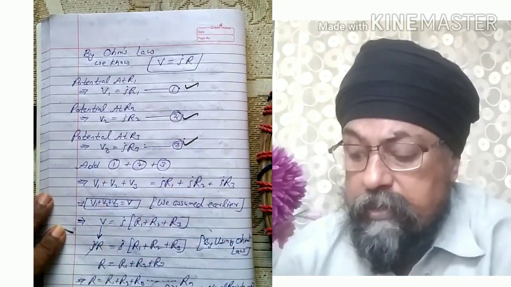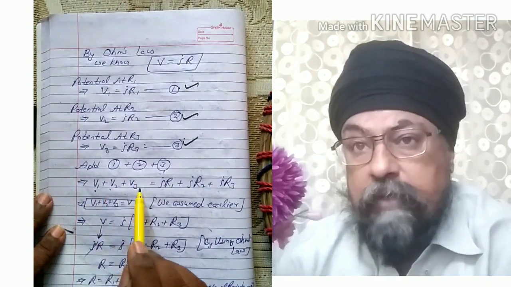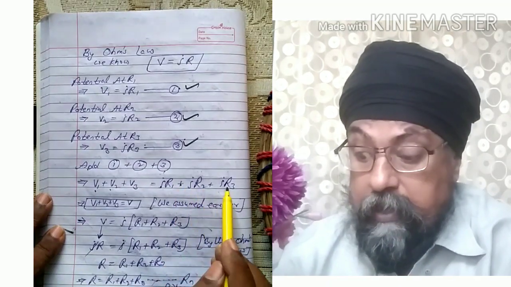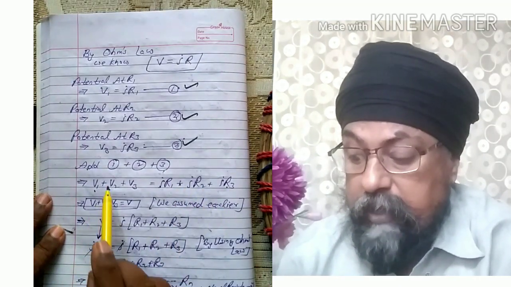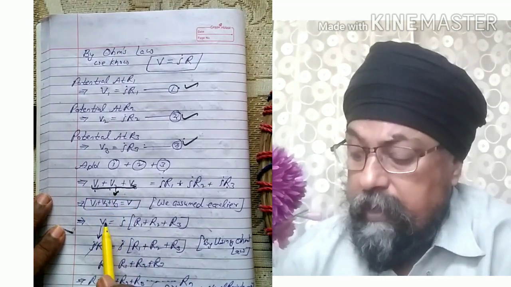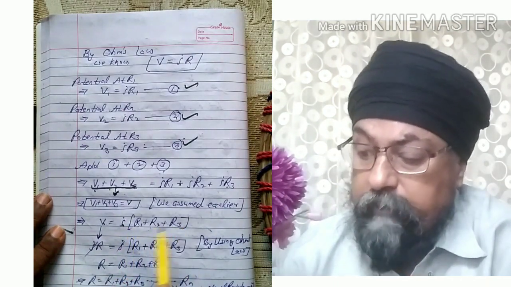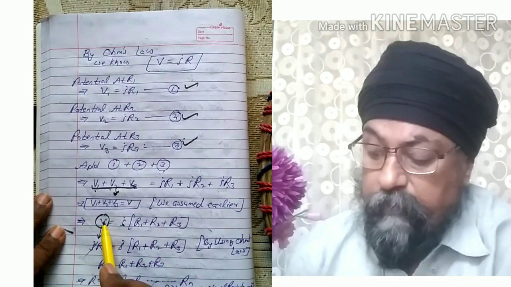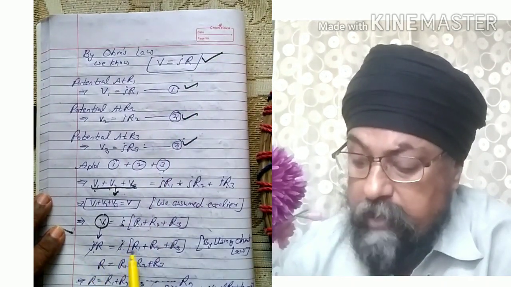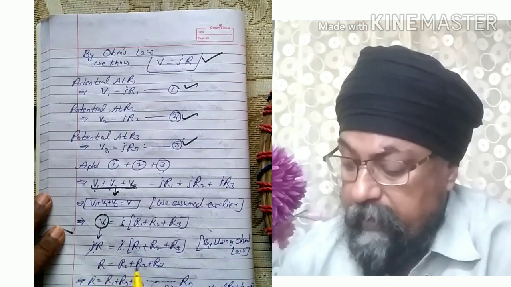Add all the equations. We find V1 plus V2 plus V3 equals I R1 plus I R2 plus I R3. And earlier we proved that V1 plus V2 plus V3 equals V. So V equals I taken common, times R1 plus R2 plus R3. By Ohm's law, V equals IR. From here, IR equals I times (R1 plus R2 plus R3). On both sides I cancels, so R equals R1 plus R2 plus R3.